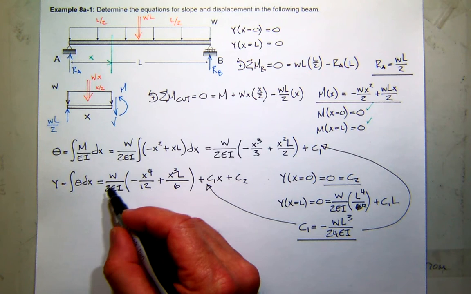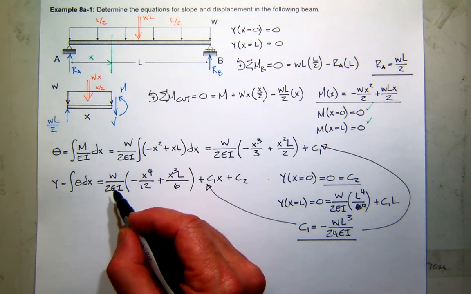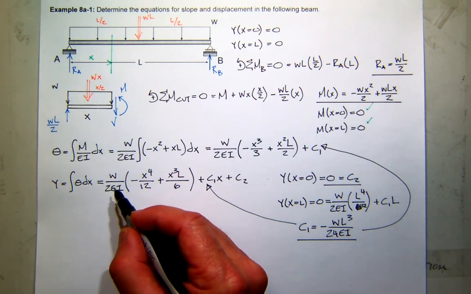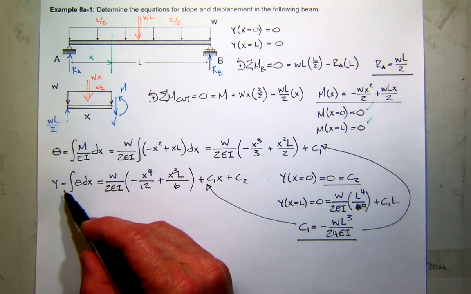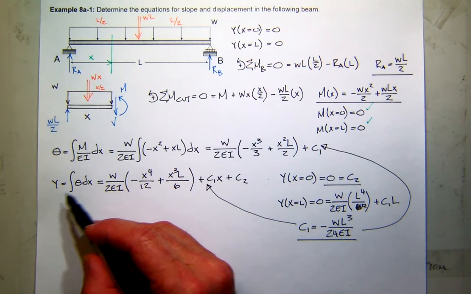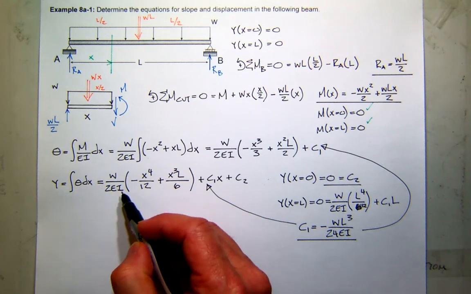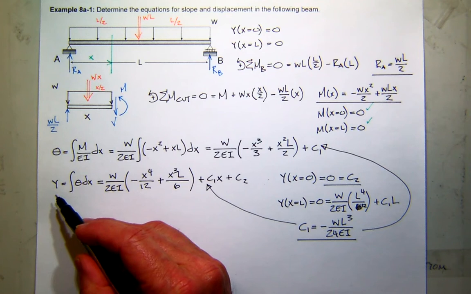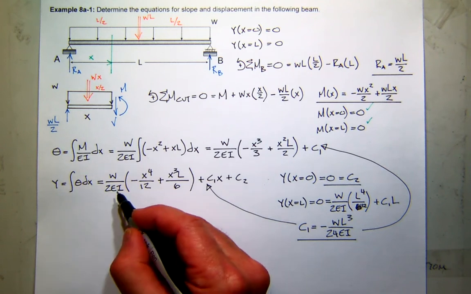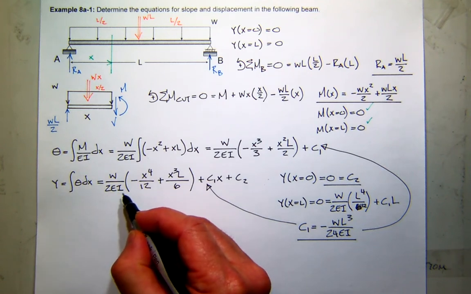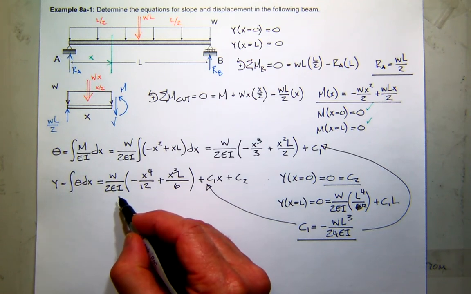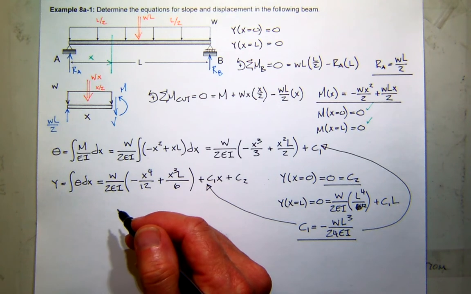But you can see this. What does this tell you? As your material gets stronger and stronger, which means E goes up, what happens to displacement? It goes down. As the moment of inertia gets bigger and bigger, what happens to displacement? It goes down. So I becomes the biggest thing that you as a designer can choose to minimize displacement.